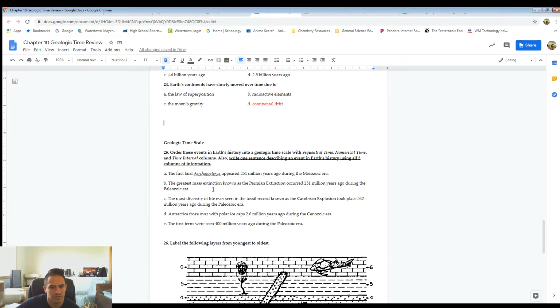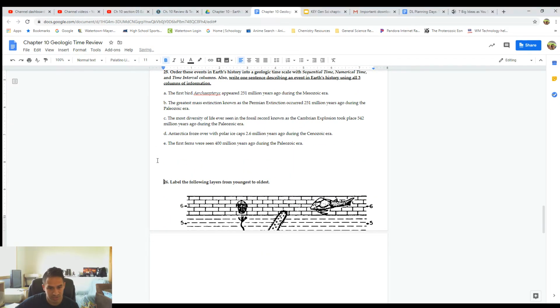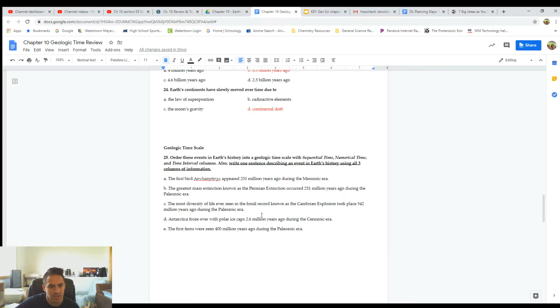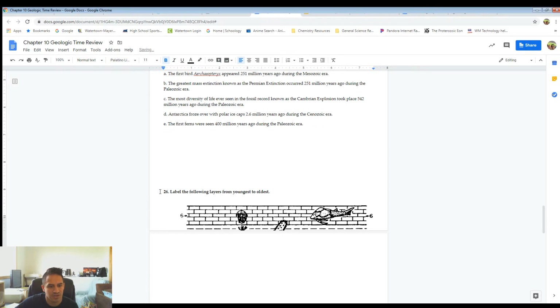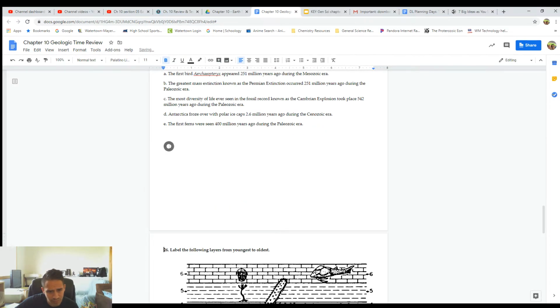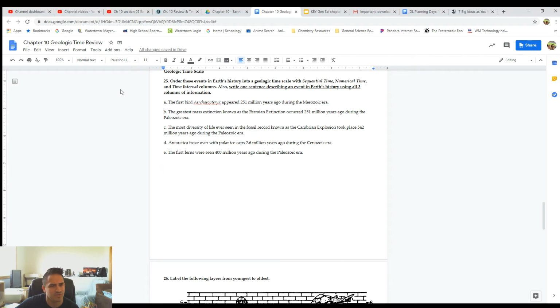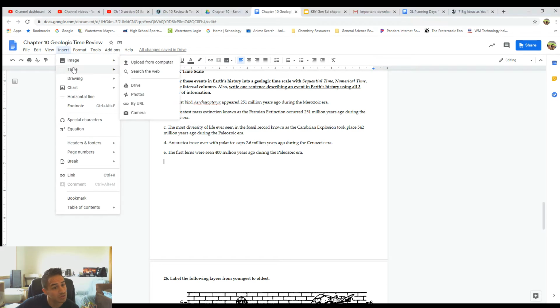All right, we need to shift this down so that we can actually see this picture. All right. Number 25, order these events in Earth's history into a geologic timescale with sequential time, numerical time, and time interval columns. Also, write one sentence describing an event in Earth's history using all three columns of information. All right, so here's what we're going to do. This is an activity we would have done in class, but we didn't. So you're going to learn about it here.